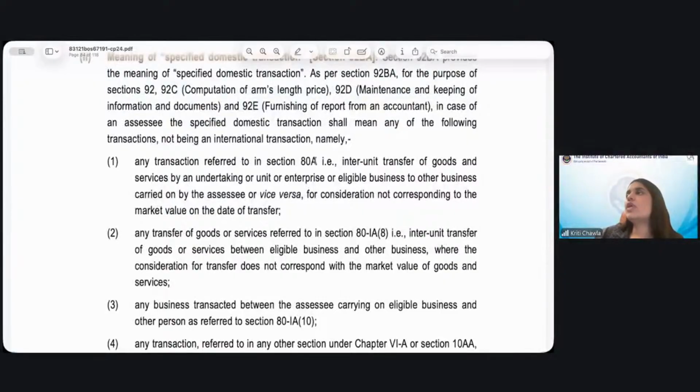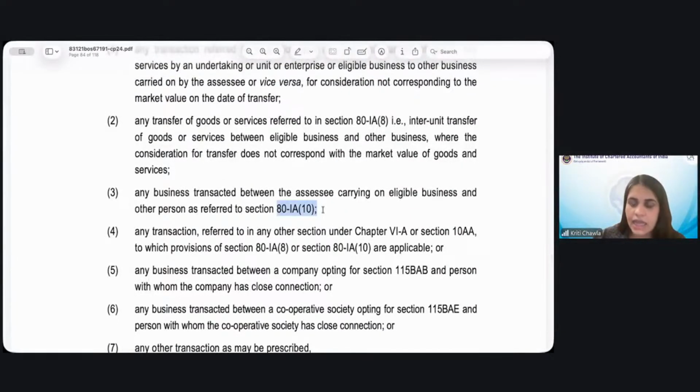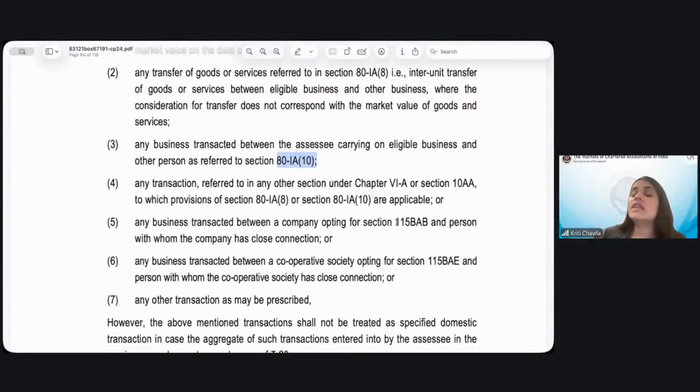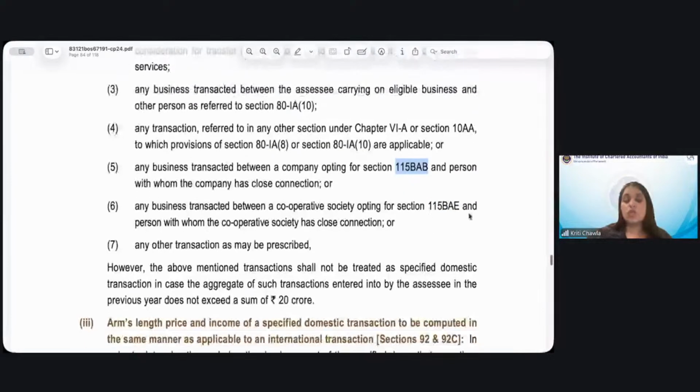So they basically say that if you have any unit doing a transaction under section 80A, which is inter-unit transfer of goods and services, or an 80-IA 10 transaction, or a 115BAB kind of transaction, or if there is a cooperative society with a 115BAE kind of transaction, well then if you add up all these transactions and the threshold is more than 20 crore rupees in 1 year, then the provision of specified domestic transaction is applicable. Meaning to say, domestic transfer pricing provisions will be applicable.